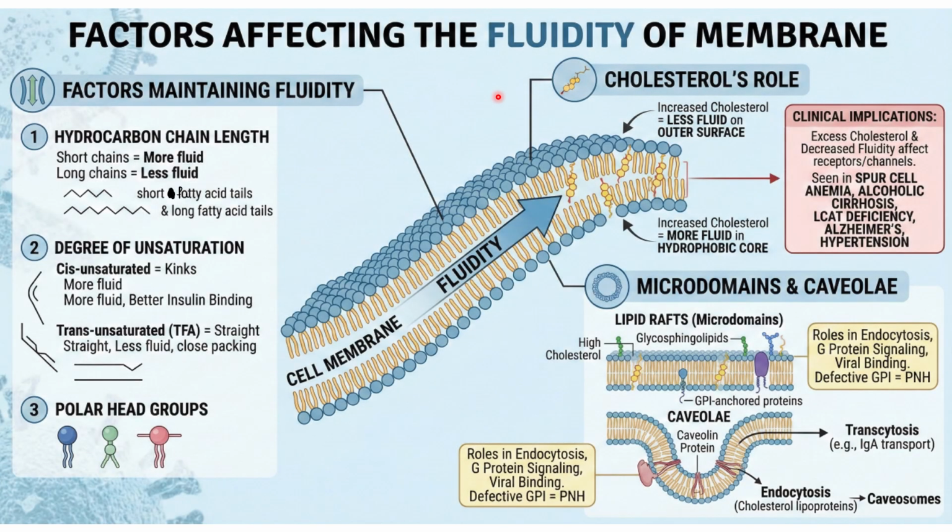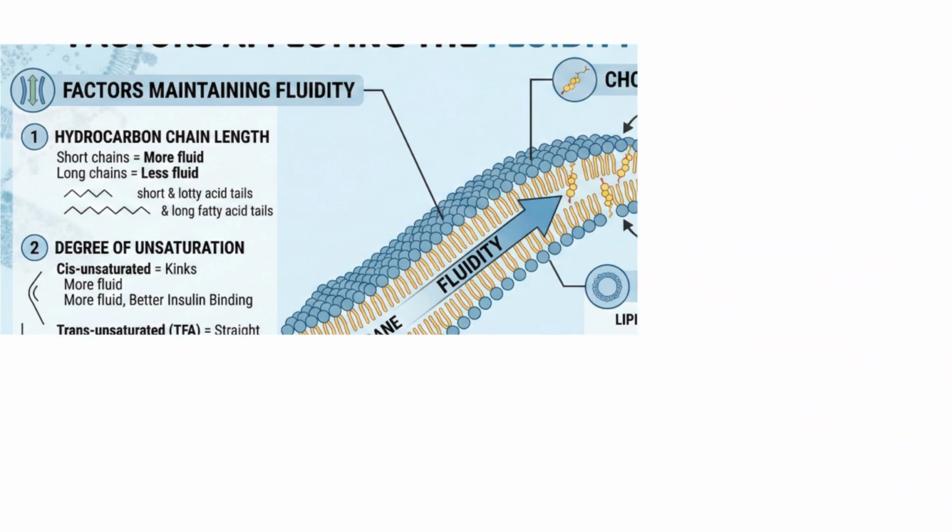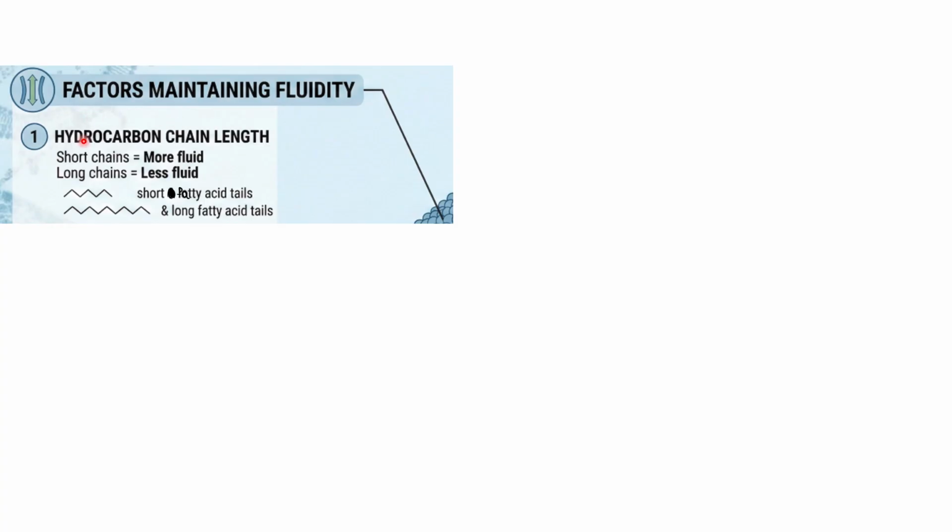So coming to the factors affecting the fluidity of the membrane. What are the factors affecting the fluidity? The first one is the hydrocarbon chain length. If the hydrocarbon chain length is short, it is more fluid. That means more lateral movement is seen. If the hydrocarbon chain length is long, there is less fluidity, less movement is seen.